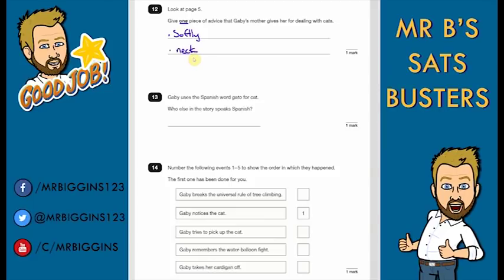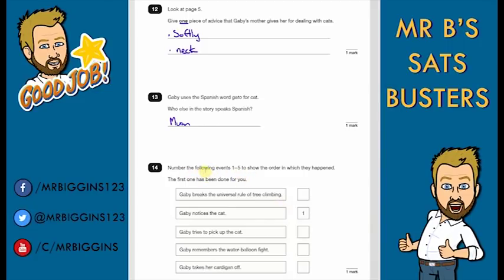Question 13 says, Gabby uses the Spanish word gato, which is cat. And who else in the story speaks Spanish? Well, at another point in the story, it tells us what her mother actually said. Que bonita eres gatita, which is Spanish, and it's her mum saying it. So our answer with that one would be mum or mom, which is referred to in the text.